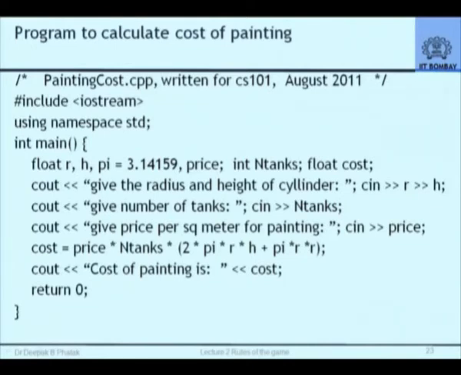Finally, we output the cost of painting as a message, followed by cost, which is the name of the location which contains the value that has been computed. Return 0, again we don't understand, but we have by now realized that at the end of my algorithm I must say return 0. So just as int main signifies the beginning of my algorithm, return 0, or more importantly the closing brace, signifies the end of my algorithm.